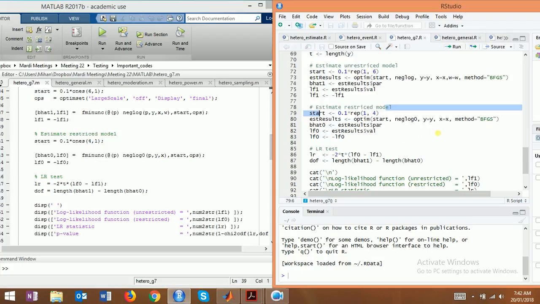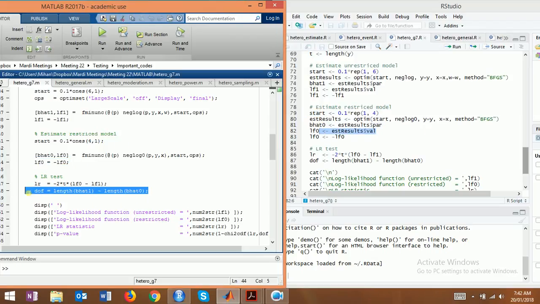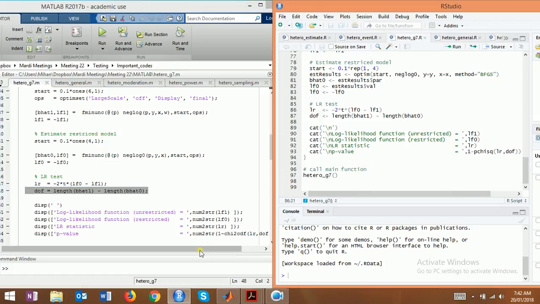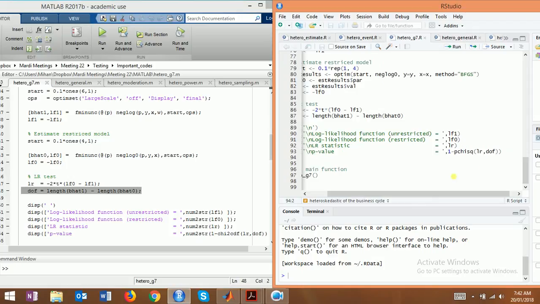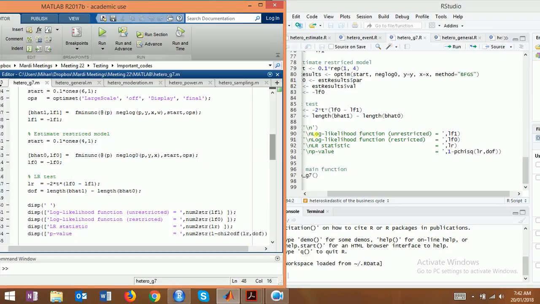Start neglect yi xx. Now we don't have w because in the second equation w comes with gamma 1 and we don't have gamma 1, so we don't have w. Method bfgs par value and lf naught, and so we do LR likelihood ratio test. Percentage p value is 1 minus p chi square LR degrees of freedom. Here also 1 minus chi square CDF LR and degrees of freedom. Degrees of freedom is simply length of unrestricted parameter minus length of restricted.